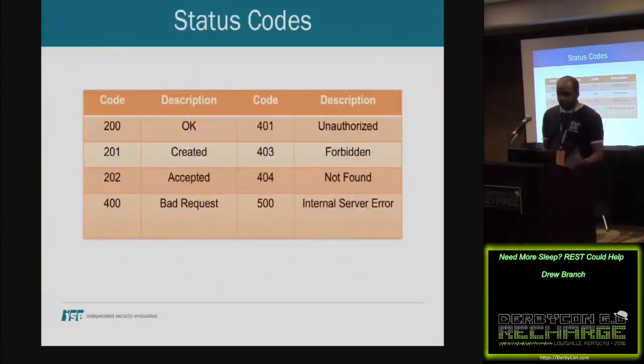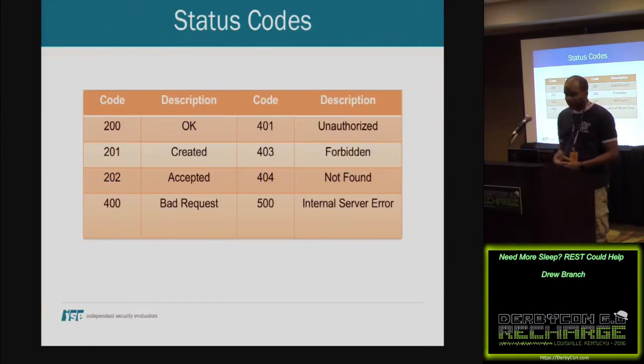Status codes. I just wanted to throw this in here because when you're testing RESTful APIs, you will come across status codes, whether good or bad, which give you more information about whatever you're testing. All of these should be pretty familiar. We have 200 level, 400 level, 500 level, and also there's 100 level and 300 level. I'm not going to go too deep.